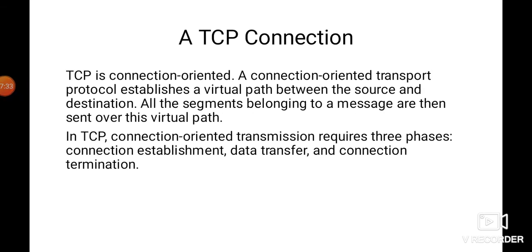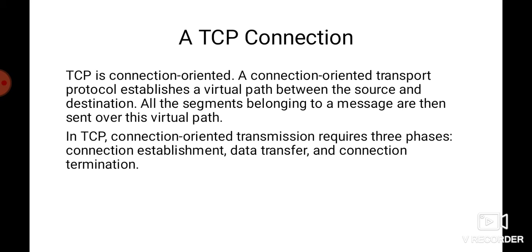Okay, next we will see the protocol architecture of TCP, what the fields are and the description of the fields. Next we have the TCP connection: how TCP transfers the data, how the connection is established, and how the connection is released. So basically TCP is connection oriented. A connection oriented transport protocol establishes a virtual path between source and destination. All the segments belonging to a message are then sent over this virtual path only. No other path can be chosen because this path has already been decided by the source.